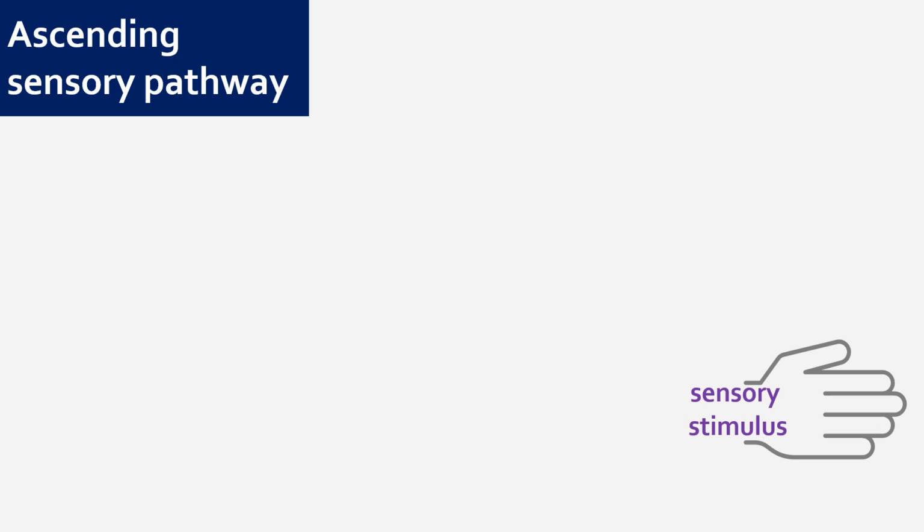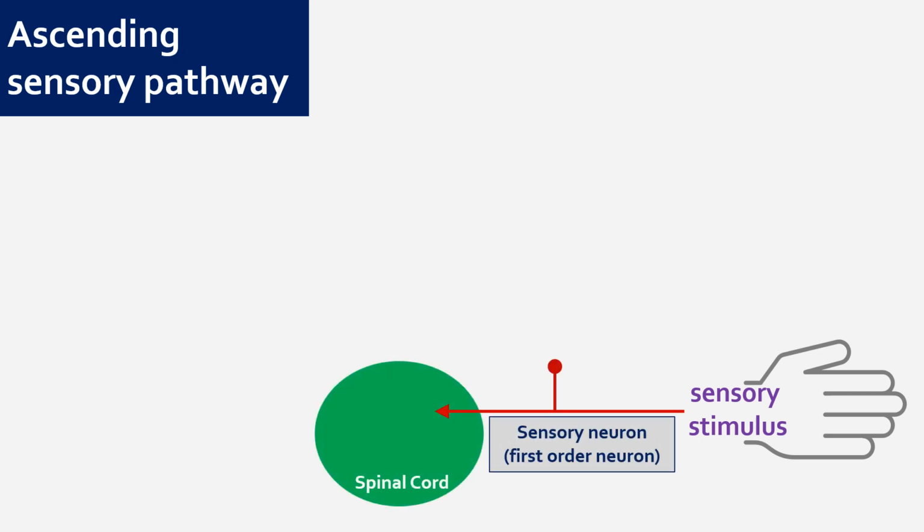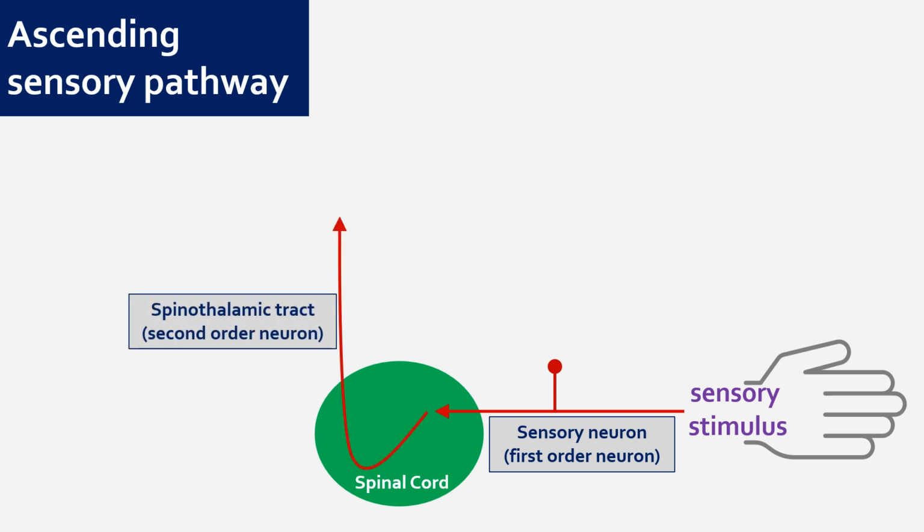We cut our finger. That sensory information then activates the first order sensory neuron, which travels up our arm and into our spinal cord, and enters the spinal cord at a specific segment depending upon whereabouts in the body the information has come from. In the spinal cord, those first order neurons synapse onto second order neurons. These cross over from one side of the spinal cord to the other, and they ascend up the spinal cord in what is known as the spinothalamic tract.